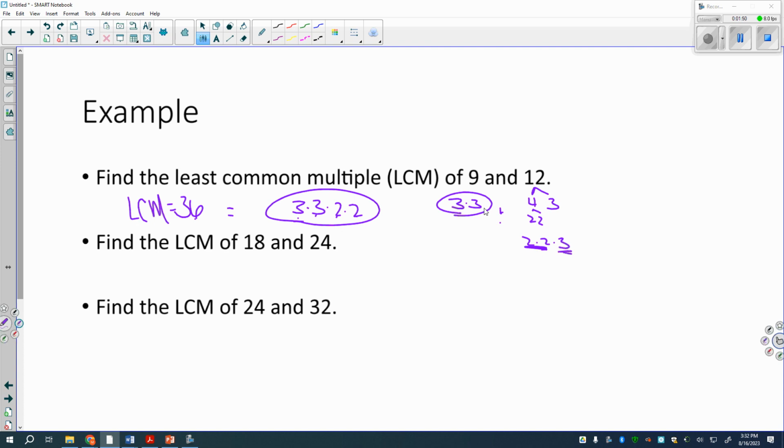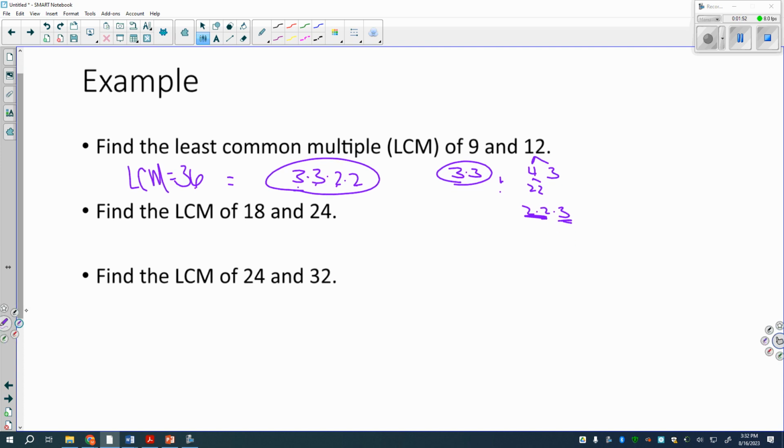Now that's what I'm going to do here with the 18 and the 24, just to practice a little bit. 9 and 2. 3 and 3. And then the 24, I'm going to do the same thing. 8 and 3, 4 and 2, 2 and 2. So I look at this, I look at each number. The 18 has 2 3s and a 2. 24 has 3 2s and a 3.